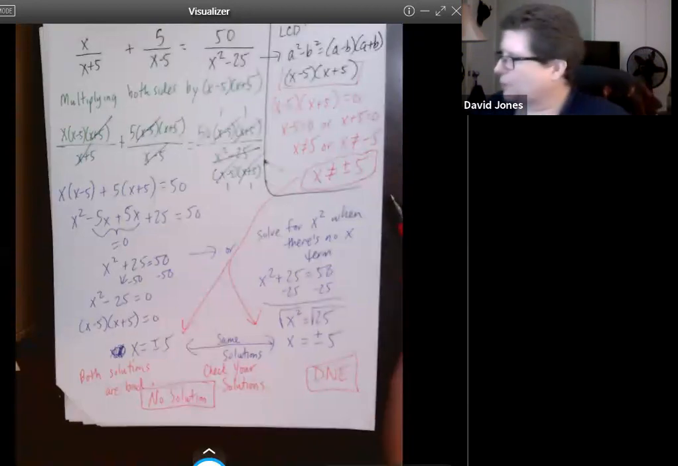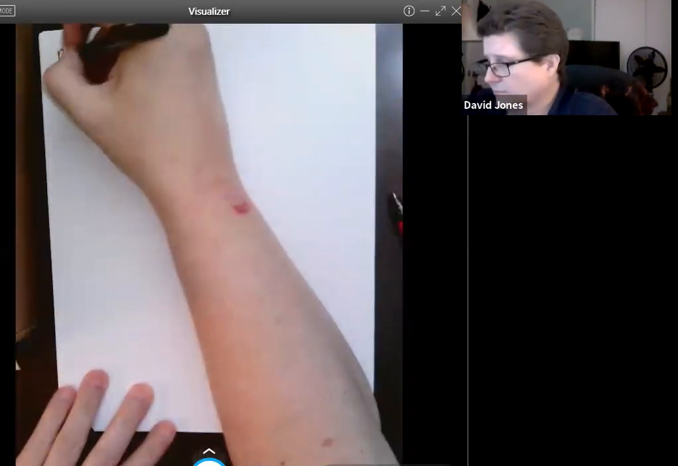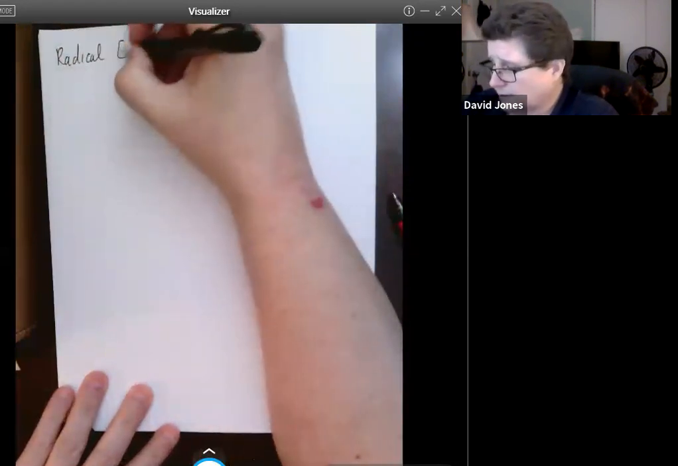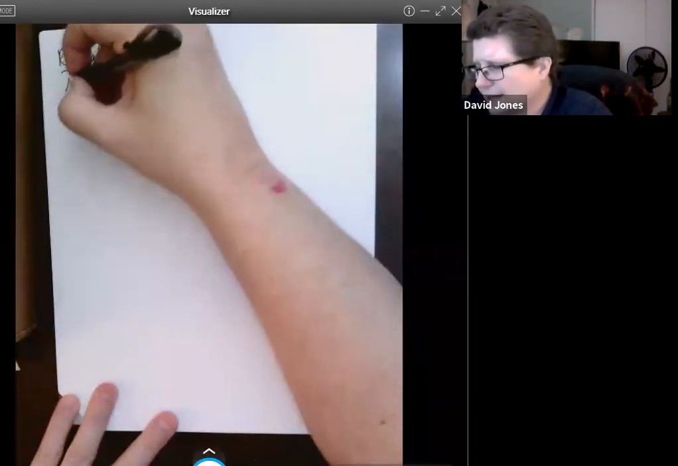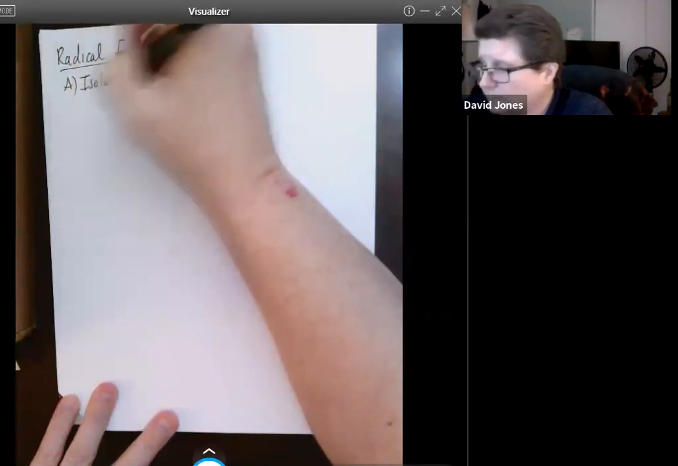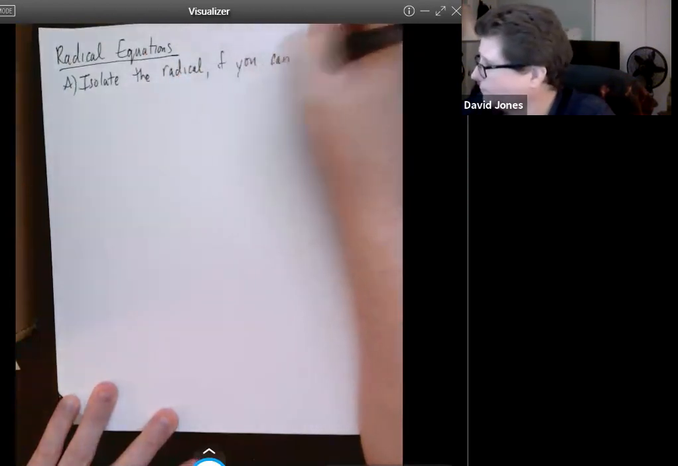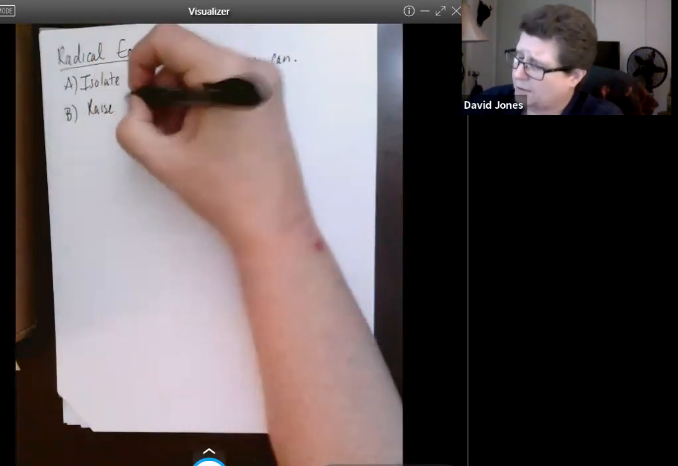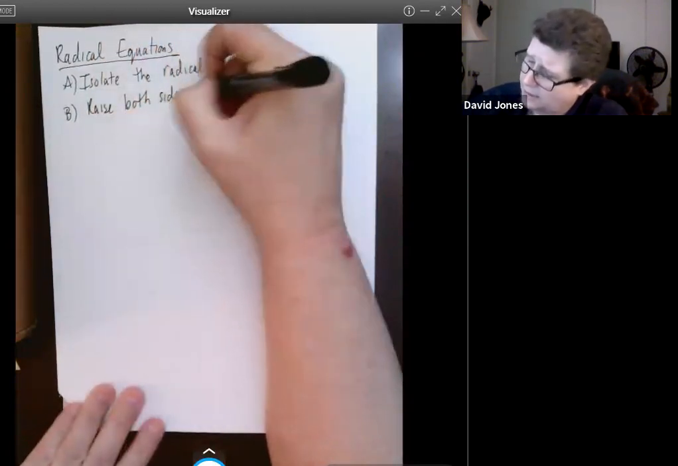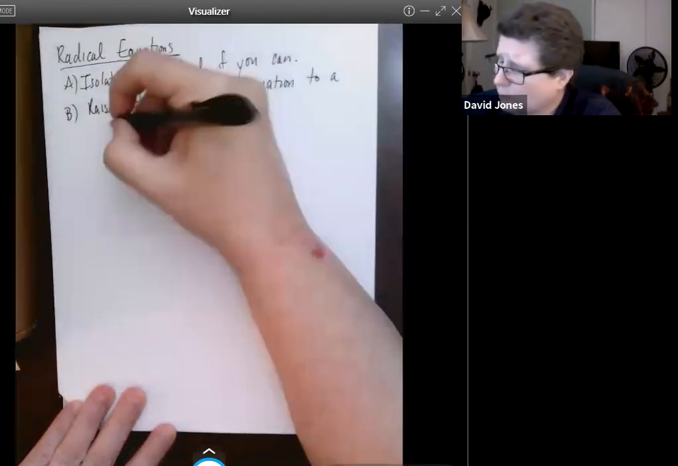All right, that's how you do rational equations. Let's take a look at radical equations. What you want to do is isolate the radical if you can. And then raise both sides of the equation to a power that will clear the radical.